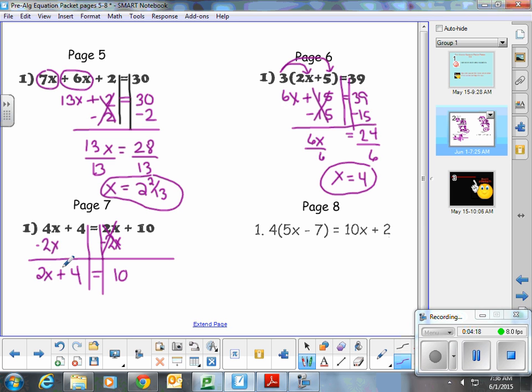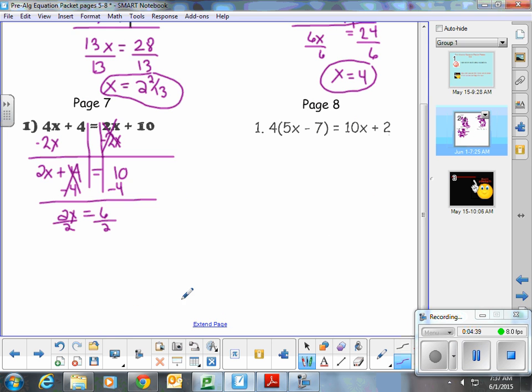To get x alone, I'm going to get rid of the plus 4 by subtracting 4 from both sides. That's going to become 0, so we end up with 2x equals 6. Now to get just 1x, we're going to divide by 2. So 1x is equal to 3. This time, if you wanted to check your work, you'd have to plug it in on this side and plug it in on this side and see that the two sides of the equal sign match.